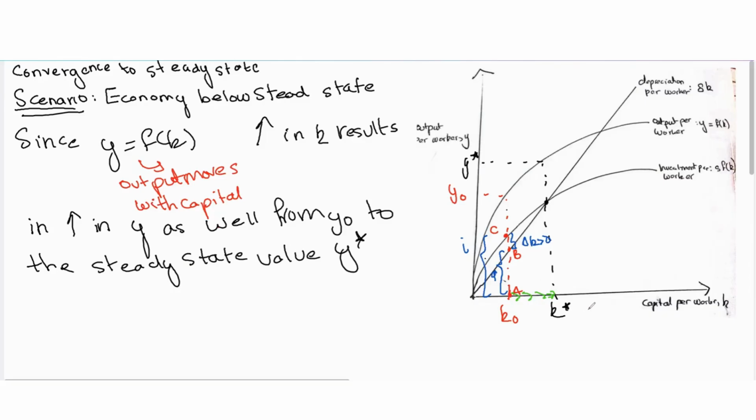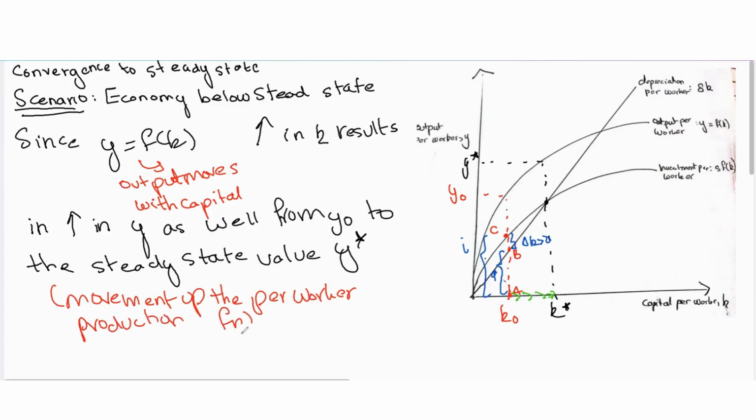So as K moves from K naught to K star, because Y is a function of K, it moves with K. So Y is going to move from Y naught to Y star. This is a movement along the per worker production function. So over here we can see you're going to move from Y naught to Y star as well, because Y is going to move with K. This is how, if you start below the steady state, you will eventually converge to the steady state.